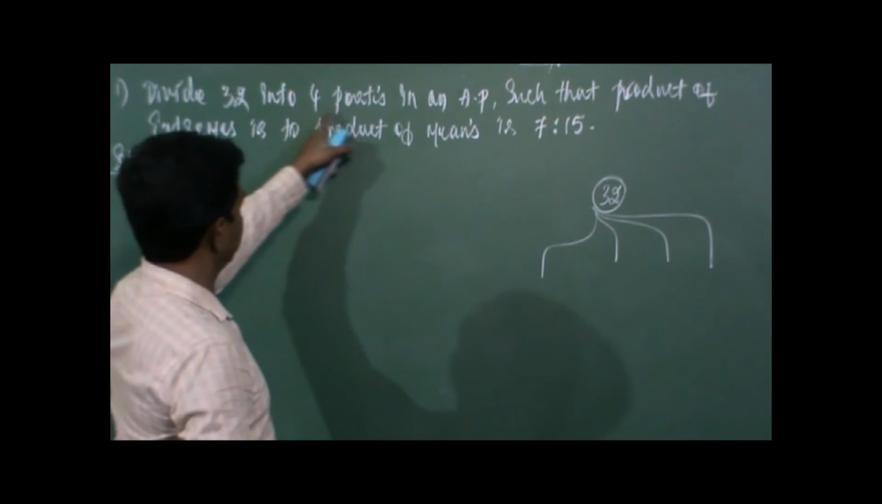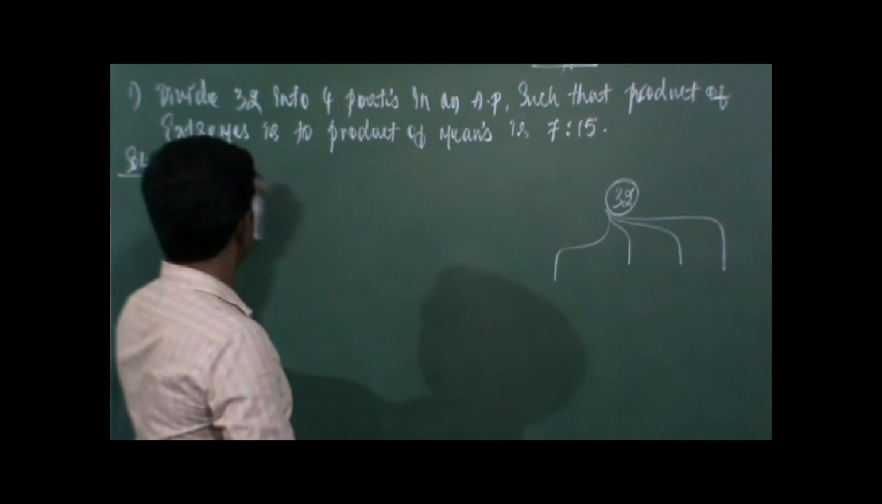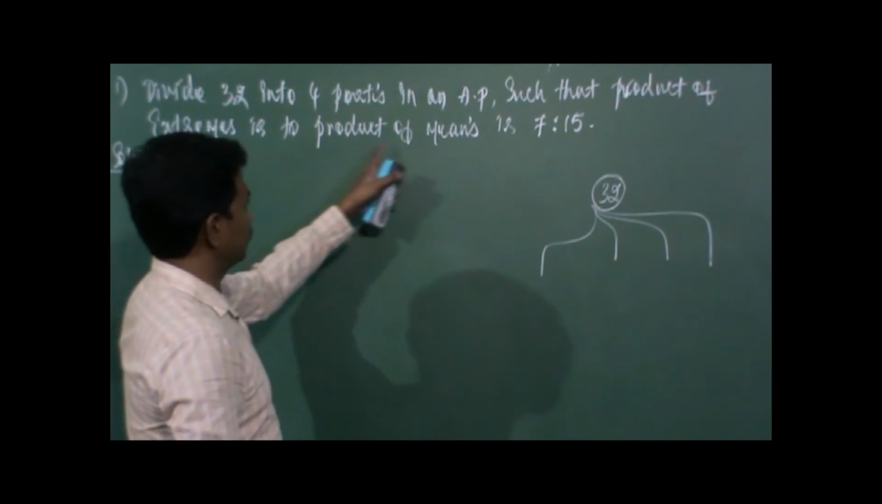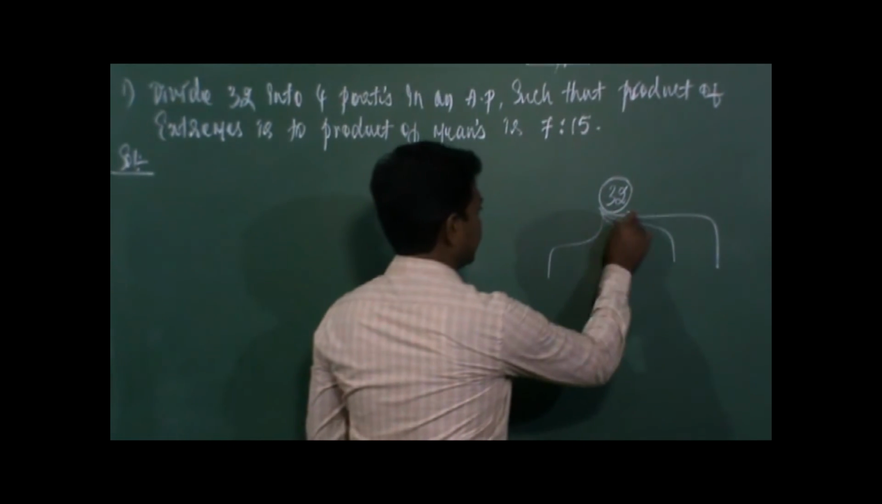Divide 32 into 4 parts in an AP such that the ratio of the product of extremes to the product of means is 7:15. So here we have a number 32.